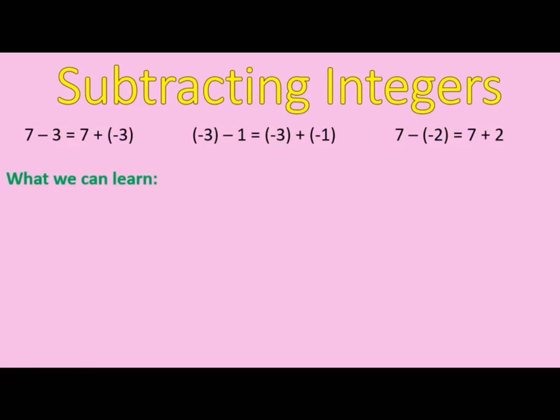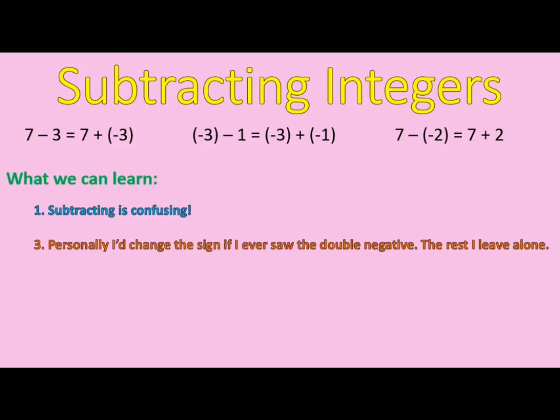So let's, again, take a look at what we've learned. Subtracting is confusing, and we hate it. Number 1, personally, I'd change the sign if I ever saw the negative. If I saw that double negative, I would change the sign. Most of the rest I would leave alone. This one I would change in some cases. But according to whatever you get comfortable with, you're going to learn to change the sign or not change the sign with practice. But definitely every time I see this double negative, I would absolutely change it into being a positive. And number 2, change the sign when it makes your life easier. Otherwise, just leave it as is. That's my rule with subtracting. I find it just simplifies my life.